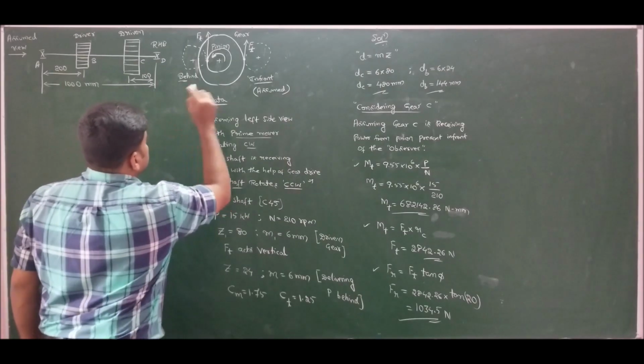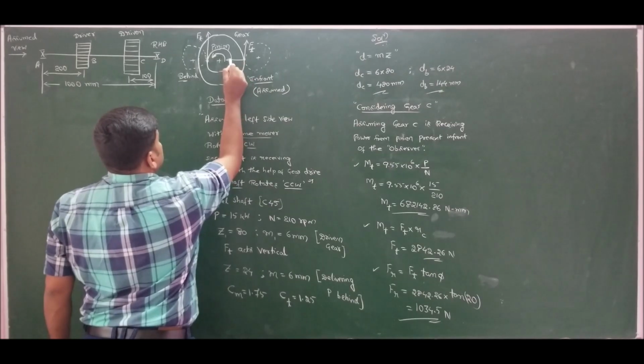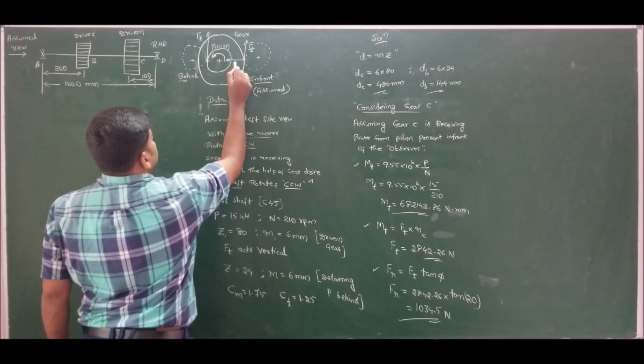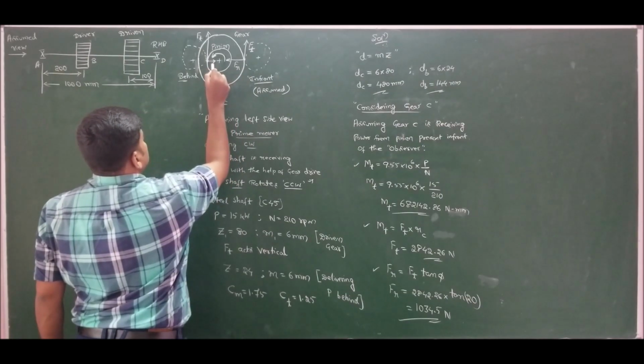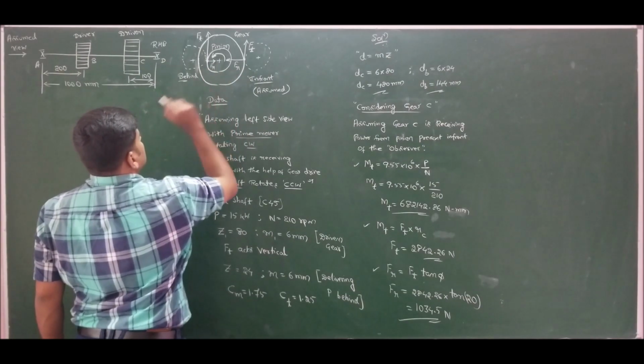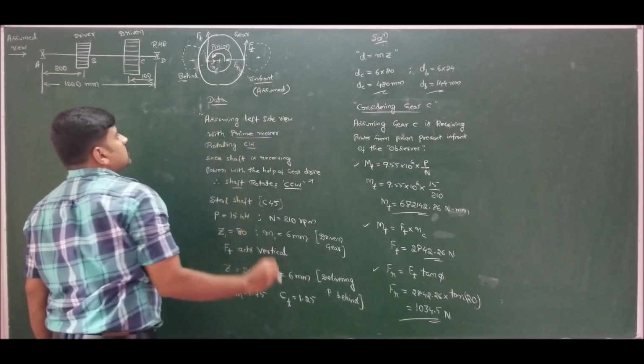For gear C, the Fr should act inward. For pinion, it will act inward. This is Fr of pinion, this is Fr of gear.